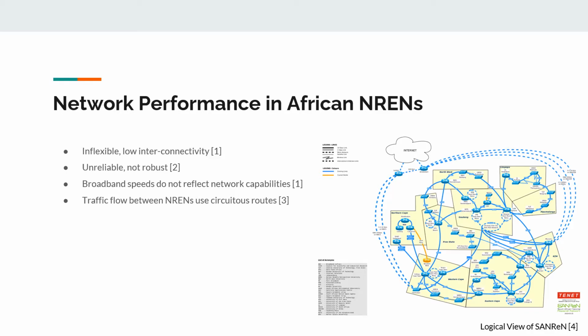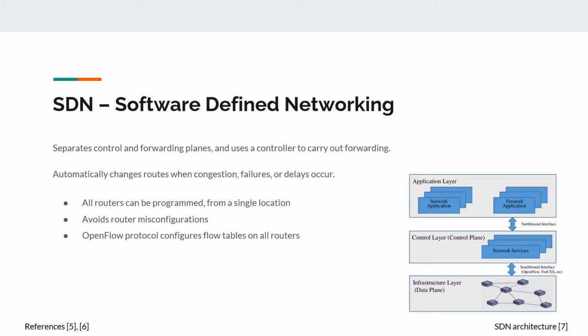So just an introduction. The network performance in African NRENs, they are inflexible, they have low interconnectivity, they are unreliable, they're not robust. The broadband speeds don't reflect the network capabilities, and traffic flow between the NRENs use circuitous routes. So here we see a logical view of SANReN, which shows how the universities connect with each other.